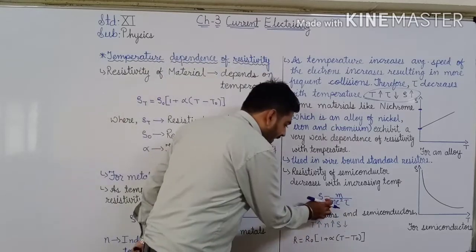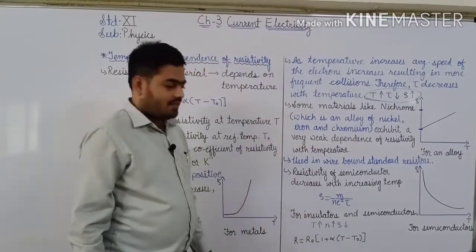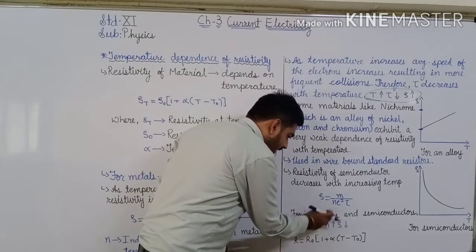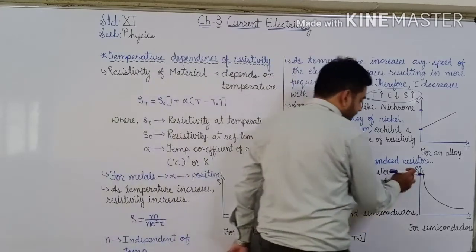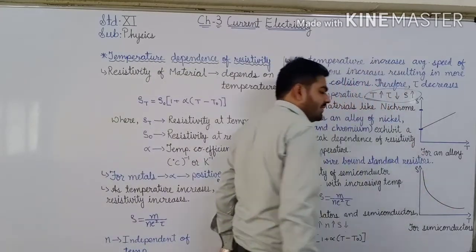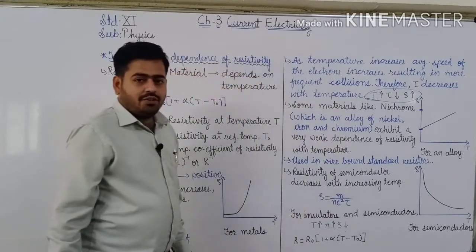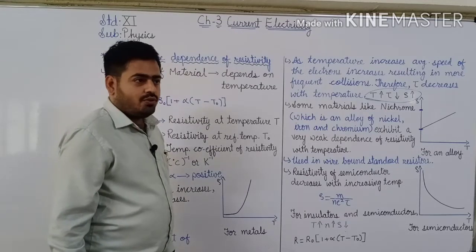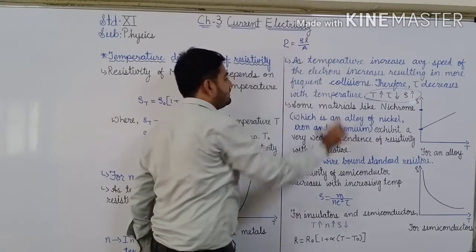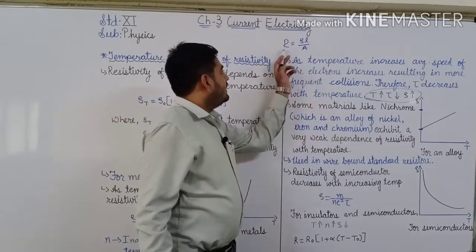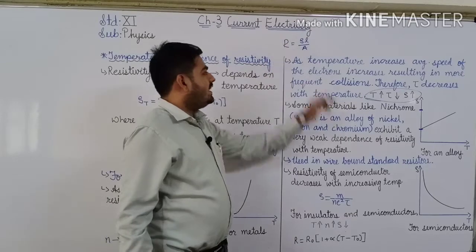So here the effect of number density is more in comparison to relaxation time tau. So as the value of n increases, then what will happen? Resistivity decreases. So as temperature increases, number density increases, resistivity decreases. So for semiconductors, as the value of temperature increases, resistivity decreases. As I told you, R is directly proportional to rho, because we know the relation R is equal to rho L by A. From this, resistivity is directly proportional to resistance.